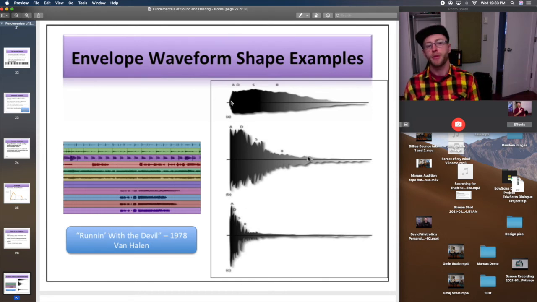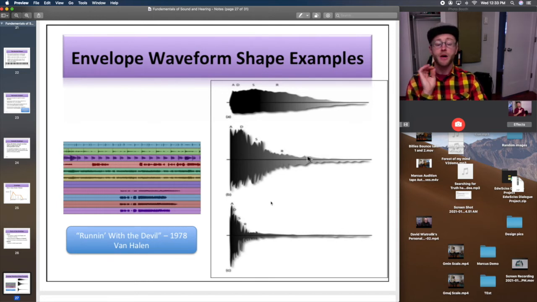Slowly ramps up, unlike a plucked note that goes ta, quick attack, slow attack. So anyway, you can recreate these with instruments and your voice. Hopefully that makes sense. But envelope is a very, very important aspect of sound.